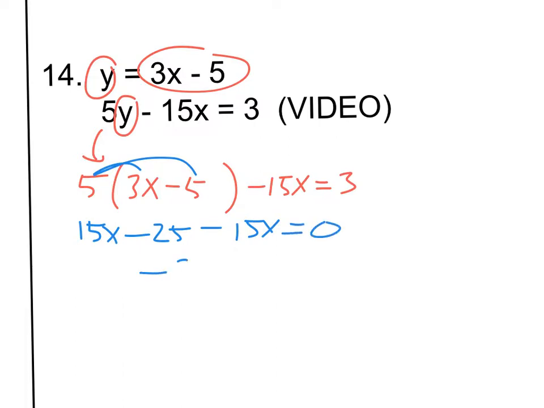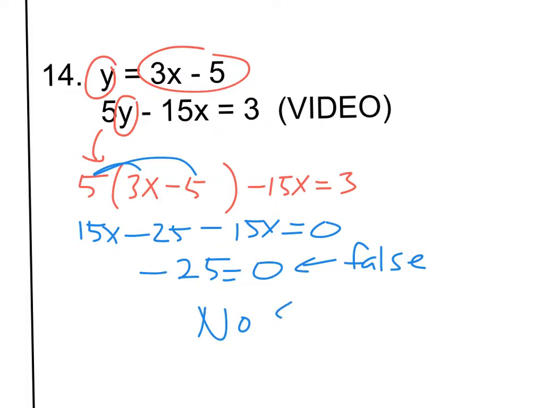Those cancel out. We get minus 25 is equal to 0. This is a false statement, and that means that we have no solution. The reason this happens is that these two lines are parallel. They will never intersect.